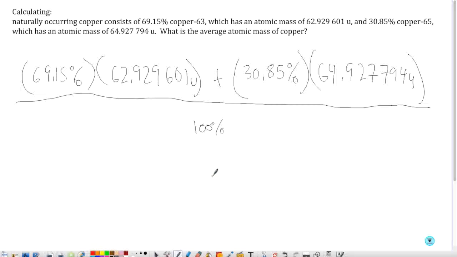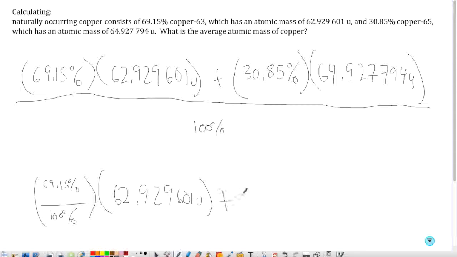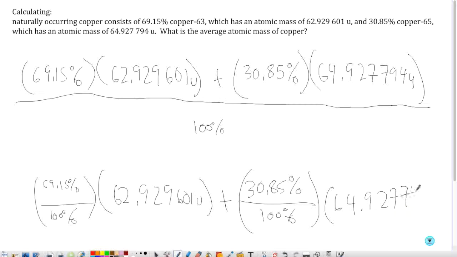Now, a lot of you, when you learned percentages, you would have learned to take this as 69.15% divided by 100%, and you get times 62.929601 U plus 30.85% divided by 100% times 64.927794 U. Okay? Either one of these methods will work. So this is one of those times where I'm going to say you do what is comfortable for you.